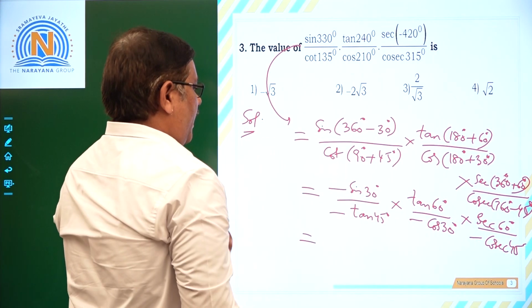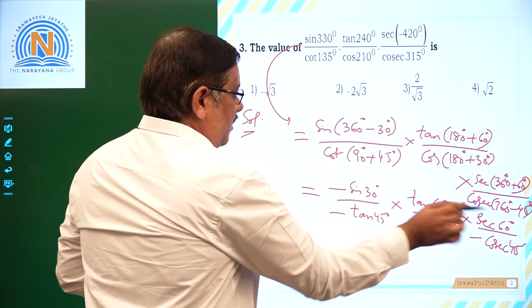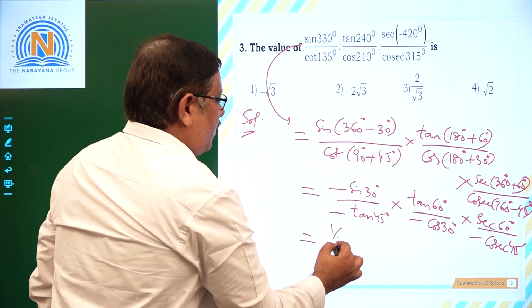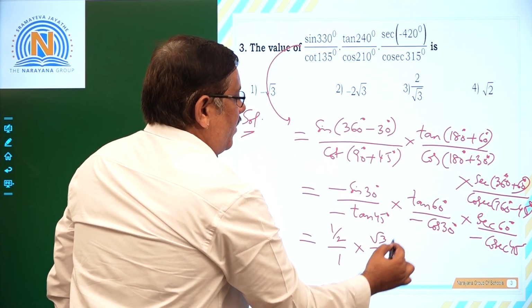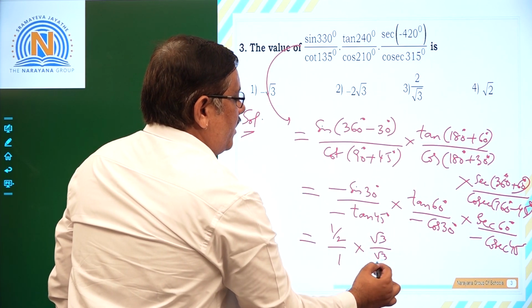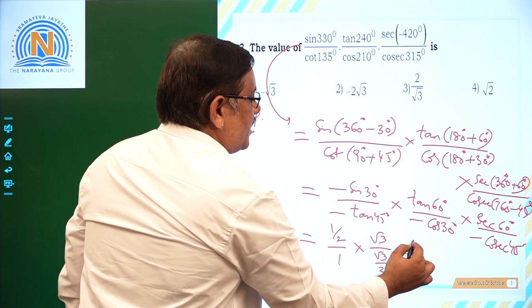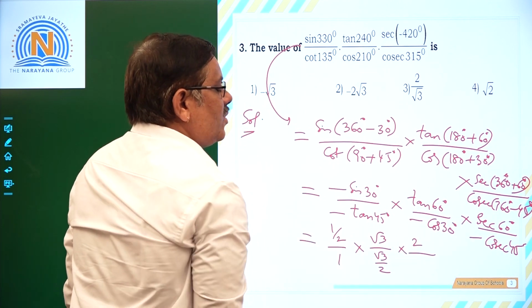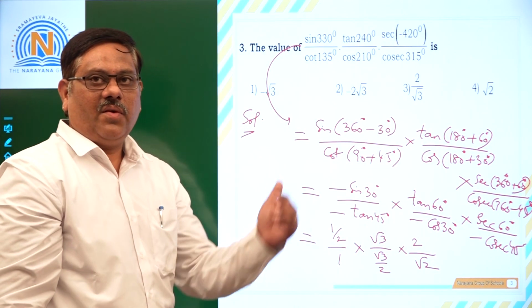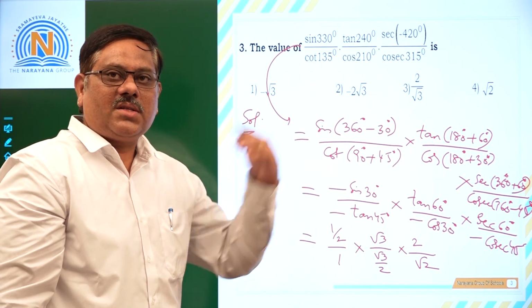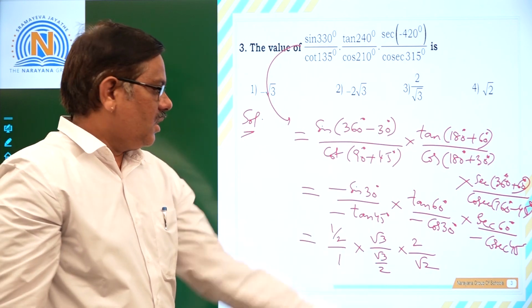Now the minus and minus cancel. Sin 30 is 1 by 2, by tan 45 is 1, into tan 60 is root 3, by cos 30 degrees is root 3 by 2, into secant 60 is 2, by cosecant 45 degrees is root 2, because 1 by sin 45, 1 by sin 45 is 1 by 1 by root 2, that is nothing but root 2.